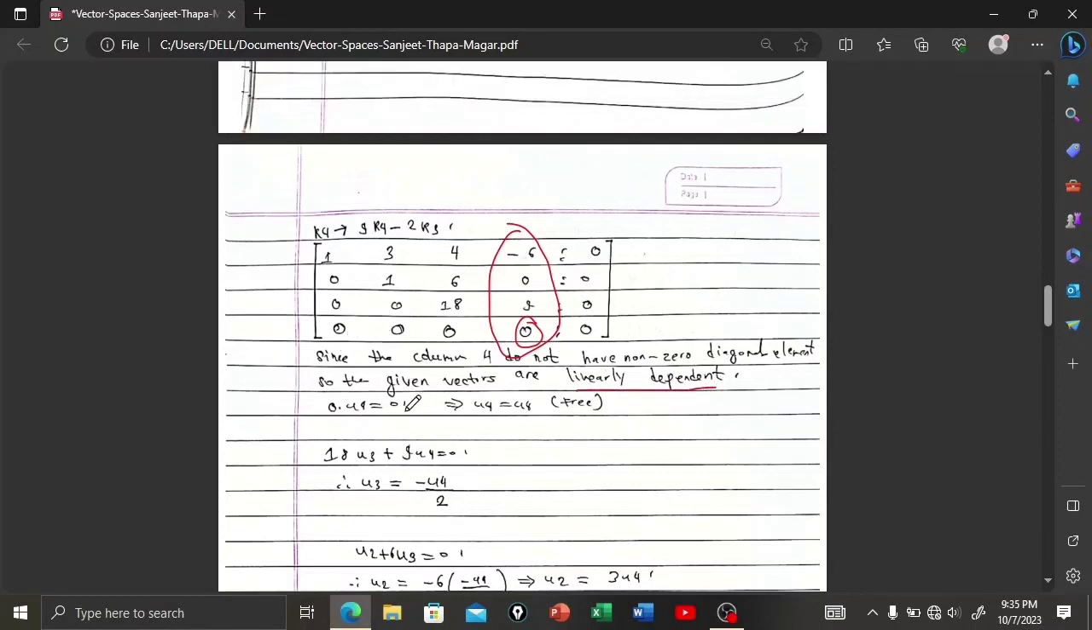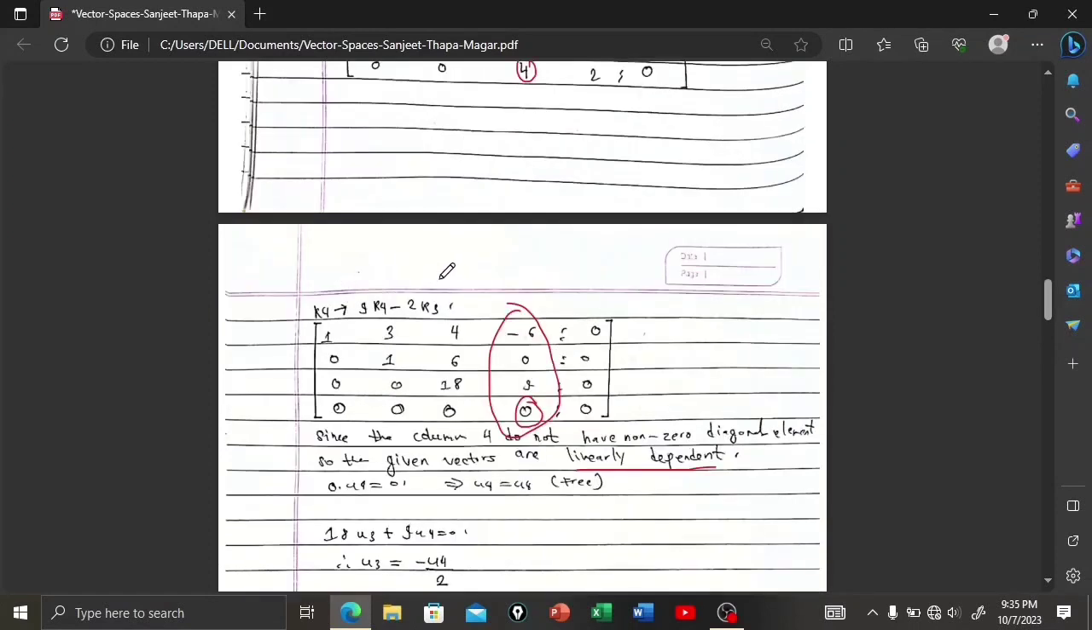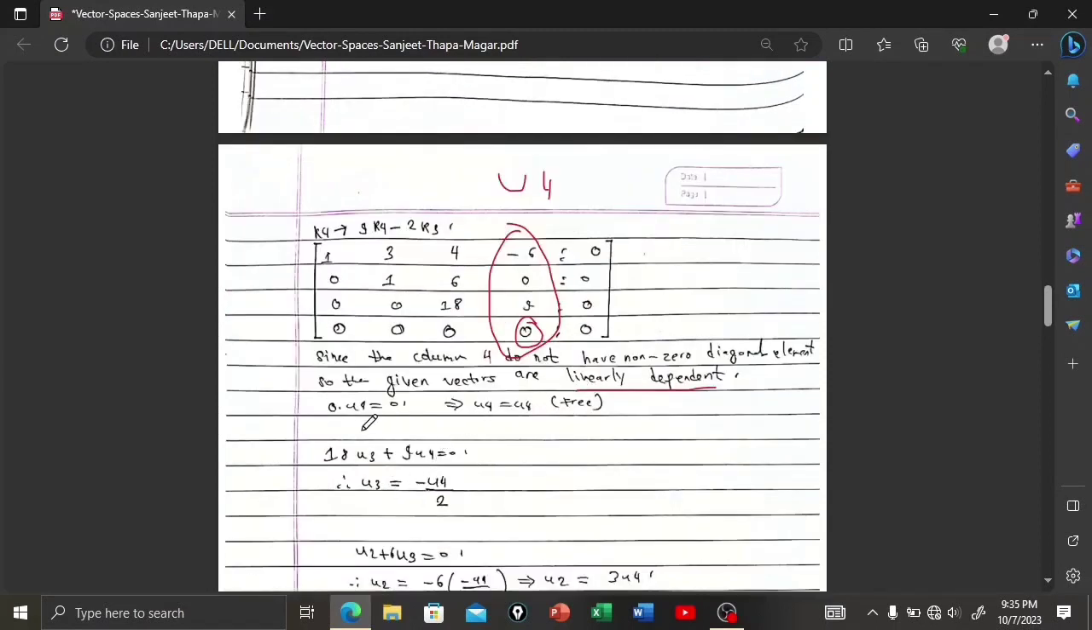Here it is 0 u4 equals 0. This is u1, u2, u3 and u4, and the main diagonal element is 0, so this is free, because if we put 0, it is 0 times 0 equals 0. If we put 1, 0 times 1 equals 0. If we put 5, 0 times 5 equals 0. If we put minus 10, 0 times minus 10 is 0. If we put minus 1 by 5, 0 times minus 1 by 5 equals 0. So every value of u4 satisfies this equation. So u4 equals u4, and it is free.